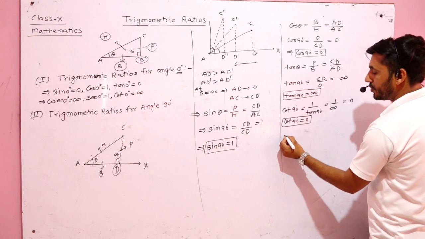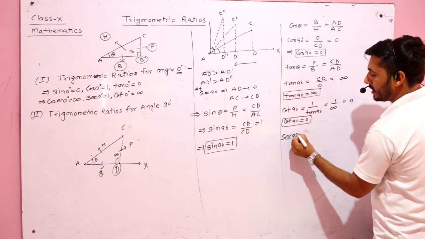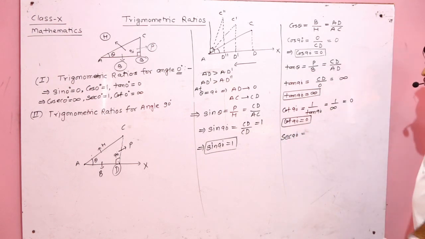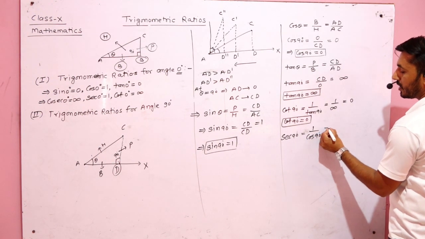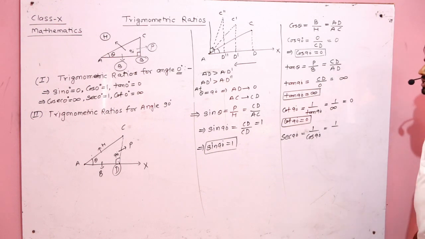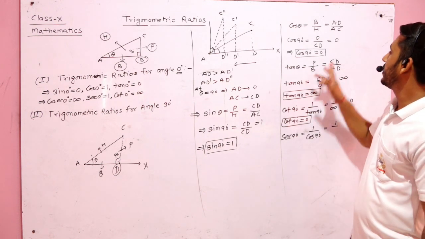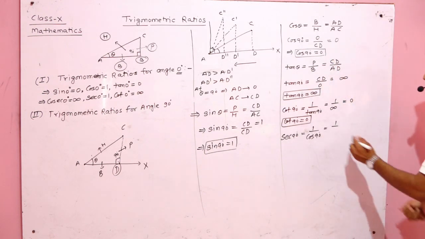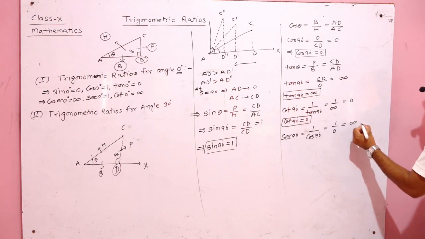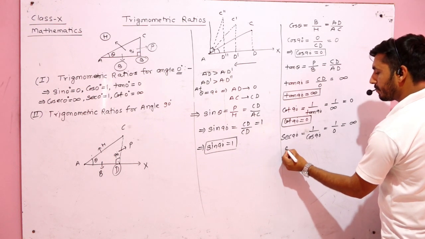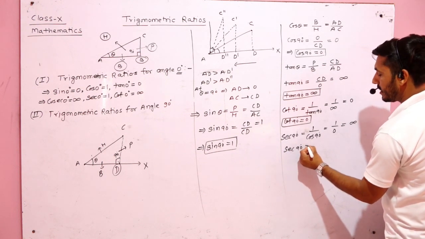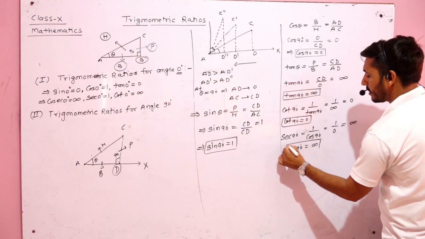Next trigonometric ratio, sec 90, and sec 90 is the reciprocal of cos 90. Then I can write 1 upon cos 90. What is the value of cos 90? We can see cos 90 is equal to 0, and 1 upon 0 we know it is infinite. In the next condition, we can write sec 90 is equal to infinite.